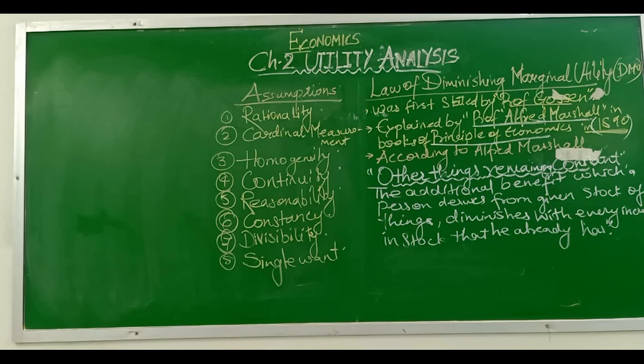Divisibility. The law assumes that the commodity consumed by the consumer is divisible so that it can occur in small quantity for quick consumption. Single want. Utility is multipurpose for various goods which satisfy a variety of wants. Here it is assumed that commodities used should be for a single want to experience the law. So these were the assumptions of the law of DMU.